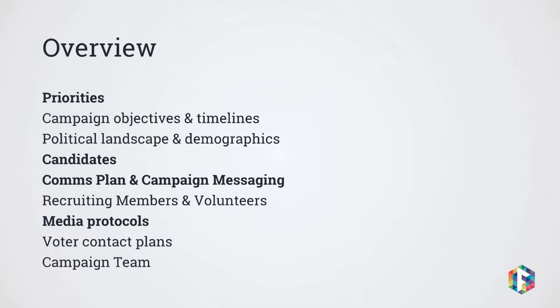We'll look at a number of things today, starting with the priorities that we need to address and get in order as quickly as possible to make this campaign work. We'll look at the overall objectives and timelines for the campaign. We'll take a high-level look at the general political landscape and demographics of New South Wales and how it applies to us. Then we'll speak further about candidates and the process in relation to selecting, developing and promoting candidates on the campaign. We'll also address communications and campaign messaging.